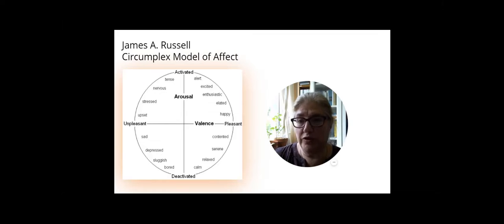So the model I'm using is James Russell's circumplex model of affect. The two main concepts used in this system are valence and affect. The term valence is used to refer to the inherently pleasant or unpleasant quality of the stimulus. Is it attracting or is it repelling? The term affect is the general sense of feeling, sensation, gut feeling, intuition that we experience throughout the day. This is constant. We always have it.